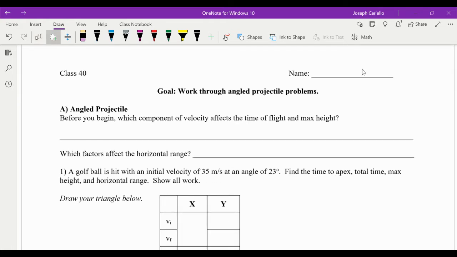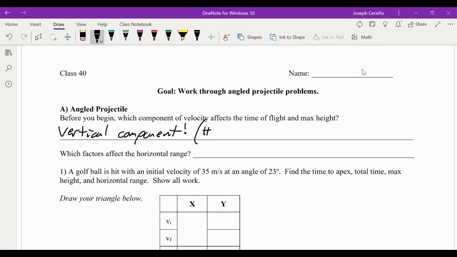Well, think about it. If I want something to be in the air for more time or less time, or higher or lower, which component of velocity is going to dictate that? The vertical component, the up and down component, or the horizontal component? So hopefully you know that it's the vertical component.